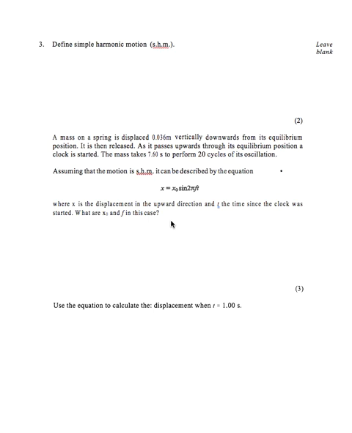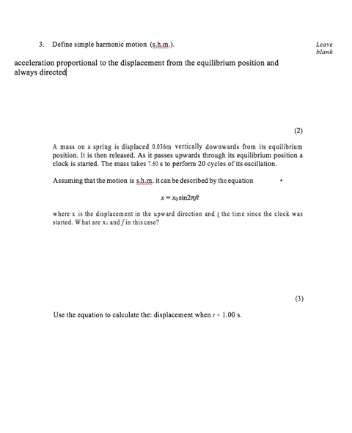This is the solution to the SHM basic mass on a spring 8-mark question, and as often we do, we start with a definition of SHM. So acceleration is proportional to the displacement from the equilibrium position and always directed towards the equilibrium position.